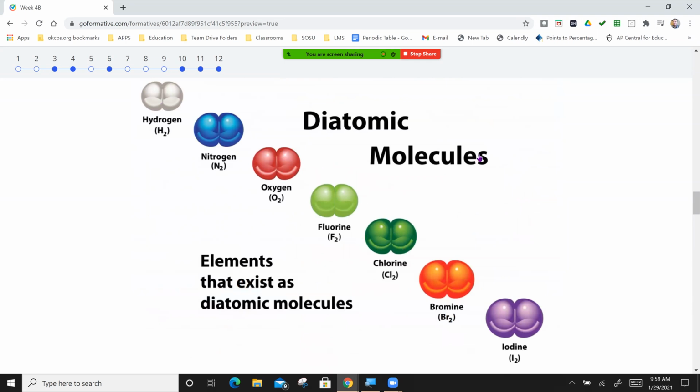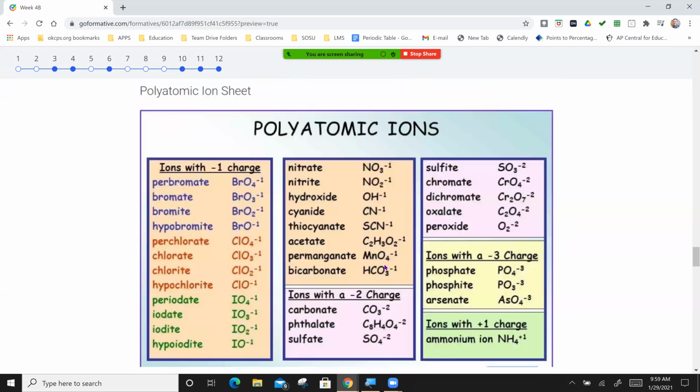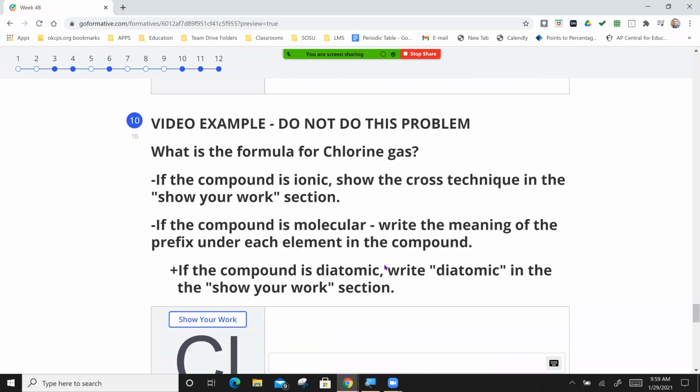So it's not true for every element that when it's just its name, but it is true for diatomic molecules. That's why you have to be familiar with these and you have to know them. So chlorine is one of our diatomic molecules. Look what its formula is: Cl2, because di means two atom molecule. There's two atoms in this molecule and they're both chlorine. So we know the formula for chlorine is Cl2.